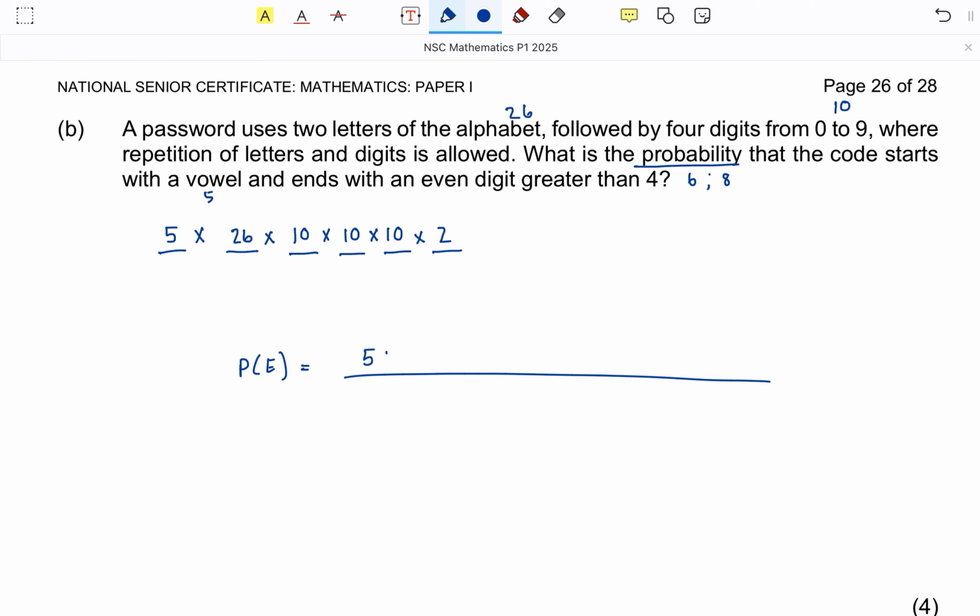So this question now asks for the probability, which means the probability of this event would be a fraction. So we're going to put our specific outcomes for this criteria at the top over the total number of possible outcomes for a code with 2 letters and 4 digits between 0 and 9. So if we put this into the calculator, then our final answer would just be 1 over 26.